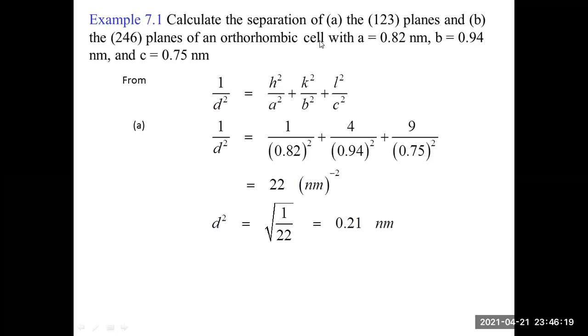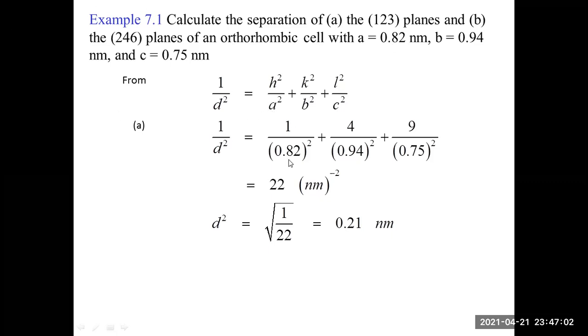HKL planes of which cell are we talking about? Orthorhombic. So orthorhombic, here A is not equal to B, not equal to C. So the value of A is given as 0.82 nanometer, B is equal to 0.94 nanometer, and C is equal to 0.75 nanometer. So what is the formula? 1 by D square is equal to H square by A square plus K square by B square plus L square by C square. If you want the D value, then in the numerator, this particular part will definitely change. So in general, we write 1 by D square is equal to H square by A square plus K square by B square plus L square by C square. So we'll get 1 by D square is equal to, what is the value of A?